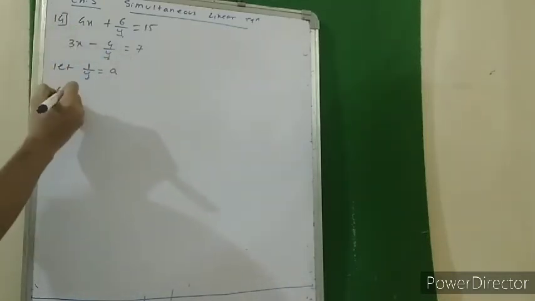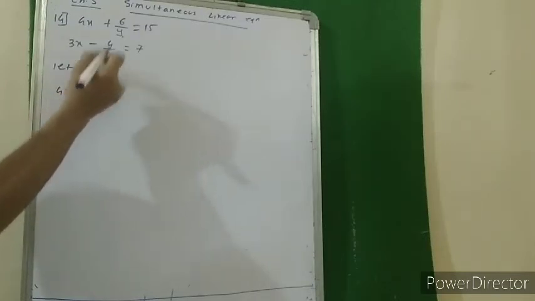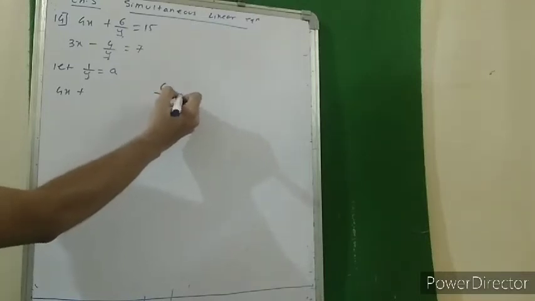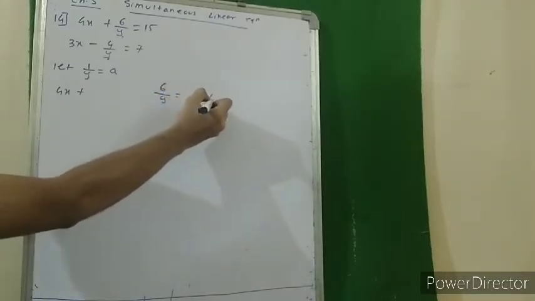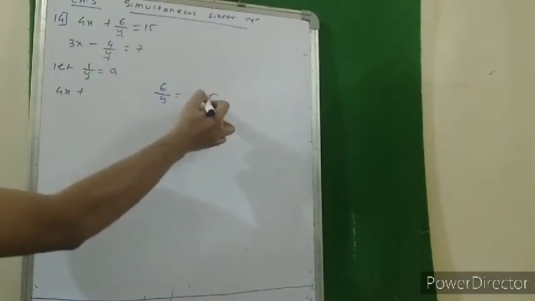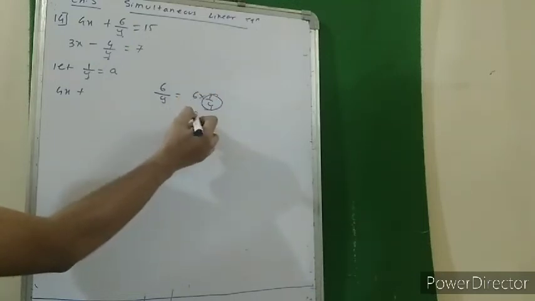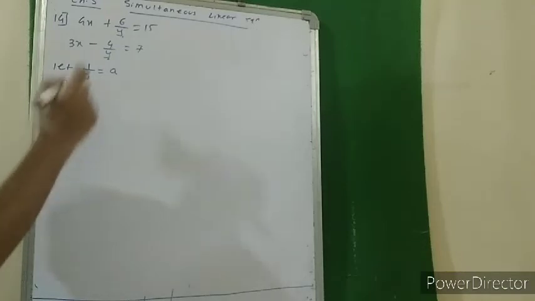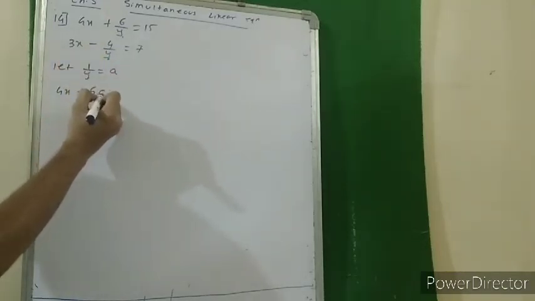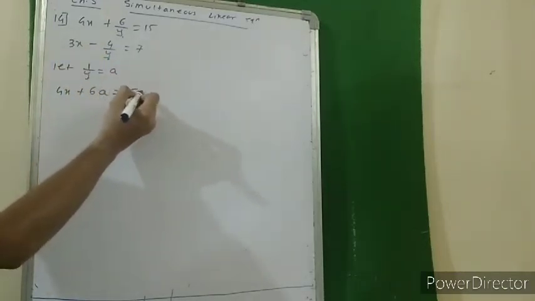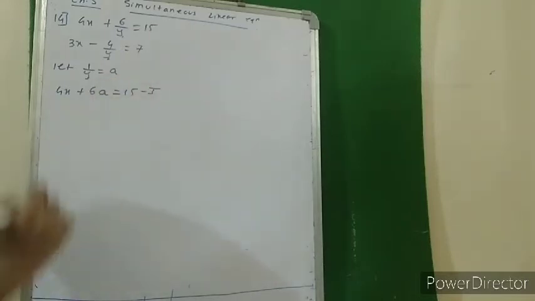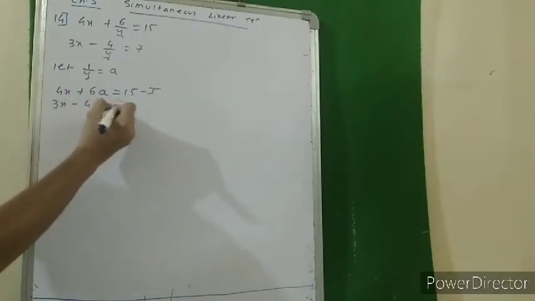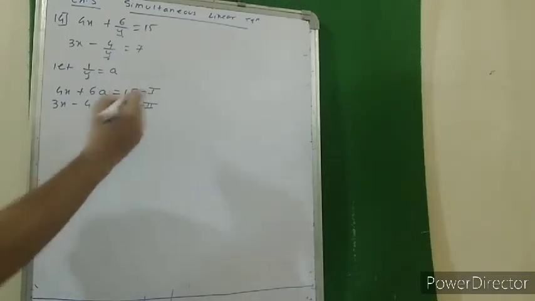We have 4x plus 6 upon y means what? See, 6 upon y means nothing but 6 multiplied by 1 upon y. And as 1 upon y is a, 6 upon y can be written as 6a. Okay, so this is 4x plus 6a is equal to 15, equation number 1, and 3x minus 4a is equal to 7, equation number 2.